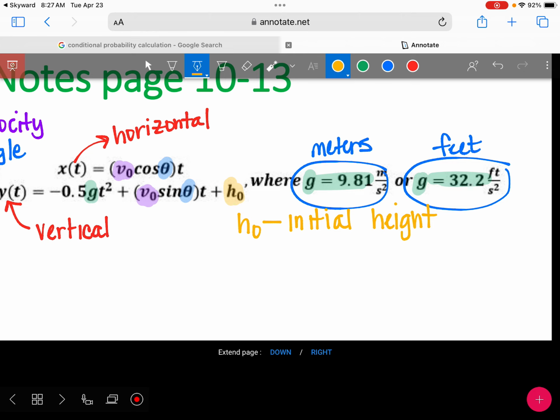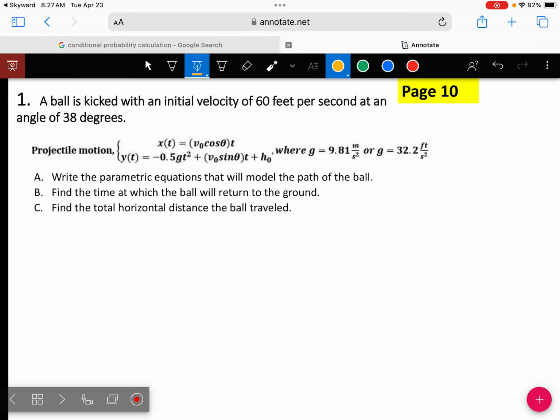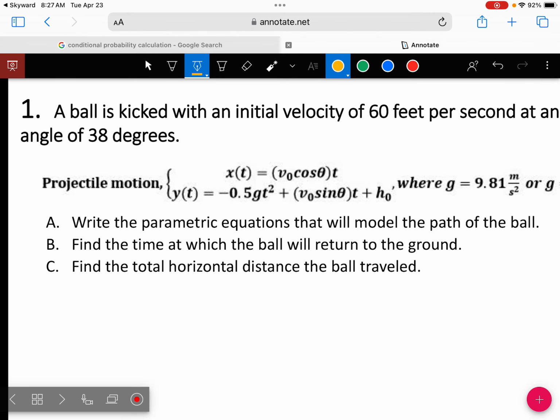Okay, guys, so let's go ahead and do number 1. It says a ball is kicked with an initial velocity of 60 feet per second and an angle of 38. So when it's kicked, h sub 0 is 0 because your initial height is 0. Most of the time when you kick a ball, you kick it from the ground level. So that's why our initial height is 0. The initial velocity, v sub 0.